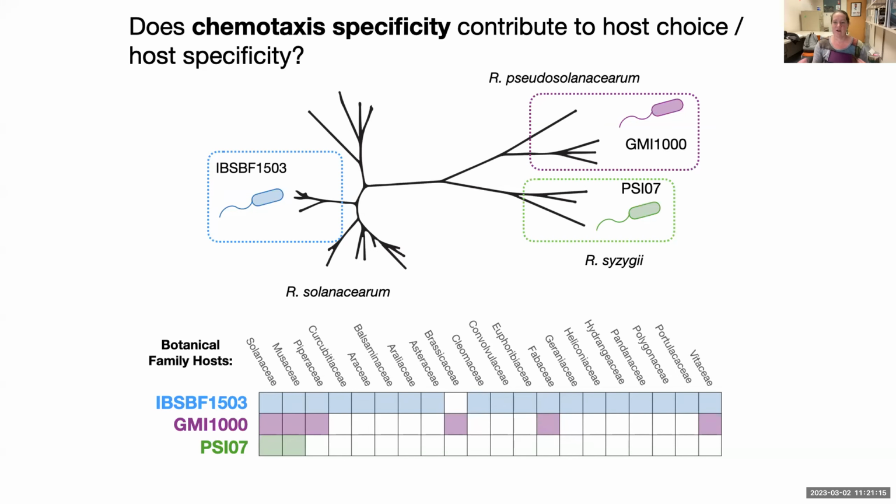And so this variation in host range, our hypothesis, the hypothesis of the Schomer lab, is that this variation in host range is dictated by the chemoreceptor repertoires of these different strains and the different chemicals that they're able to detect and follow in the soil to locate host roots.